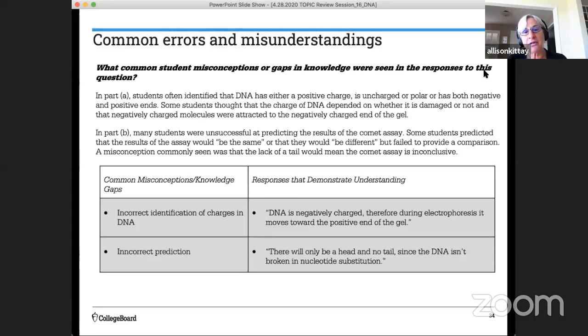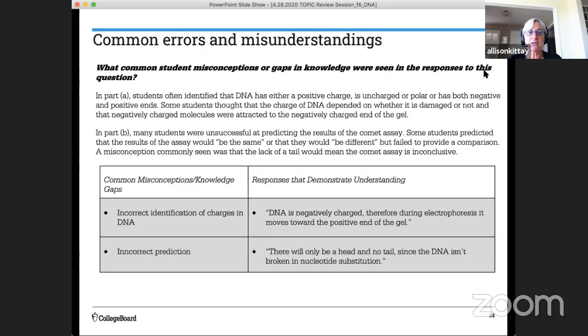Some students thought that the charge of DNA depended on whether it was damaged or not, and that negatively charged molecules were attracted to the negatively charged end of the gel. But DNA is negatively charged due to all those phosphate groups, and it will move toward the opposite charge, which is positive. So a response that demonstrates the understanding of the charge of DNA: DNA is negatively charged, therefore, during electrophoresis, it moves toward the positive end of the gel.